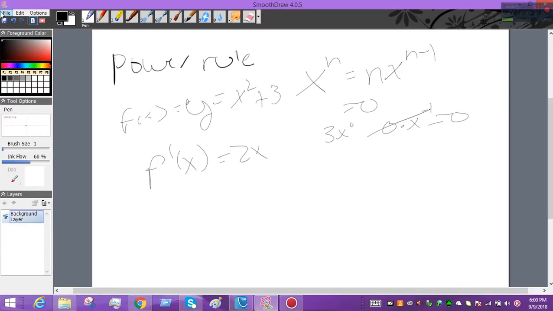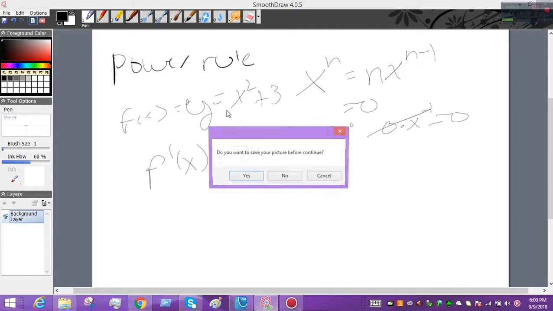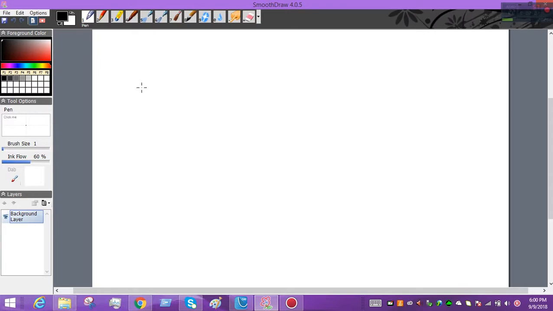The next rule we have is the product rule. The product rule states that the derivative of u times v is equal to u times dv dx plus v times du dx. What this says is that the derivative is u, whatever u is, times the derivative of v, plus v times the derivative of u.